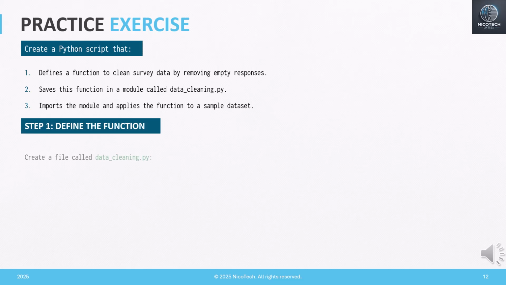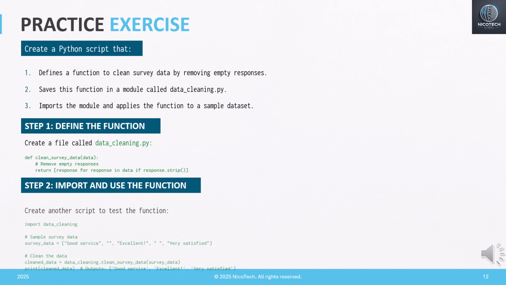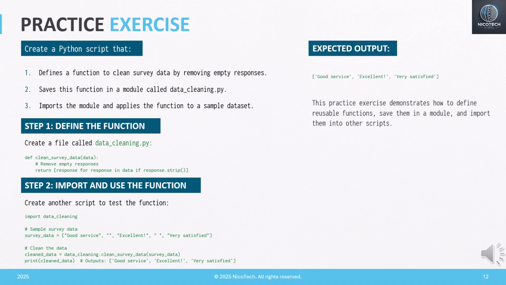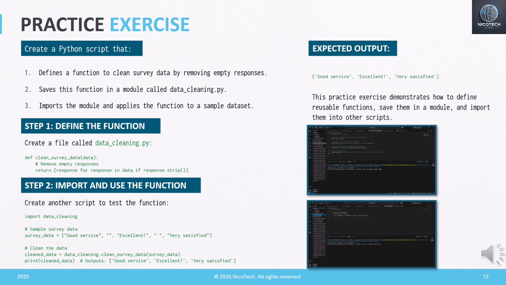Step 1. Define the function. Create a file called datacleaning.py. Step 2. Import and use the function. Create another script to test the function. Expected output. This practice exercise demonstrates how to define reusable functions, save them in a module, and import them into other scripts.